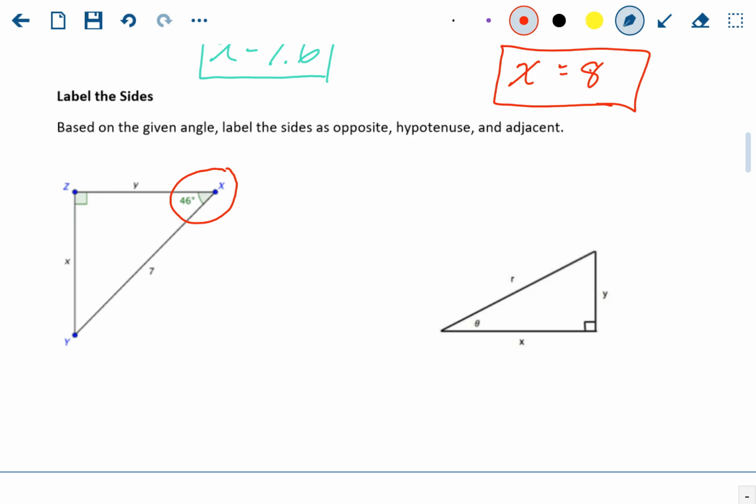Okay. Now the one side that never changes is always the hypotenuse. The hypotenuse, again, is always across from the right angle. So there's the right angle, which means that side is the hypotenuse automatically. It doesn't matter where your angle is, that is always going to be the hypotenuse. Now depending on what angle you're using, the other sides do change. So since we're using the top right angle here, because that's the marked angle, the side directly across from that angle is going to be called the opposite side.